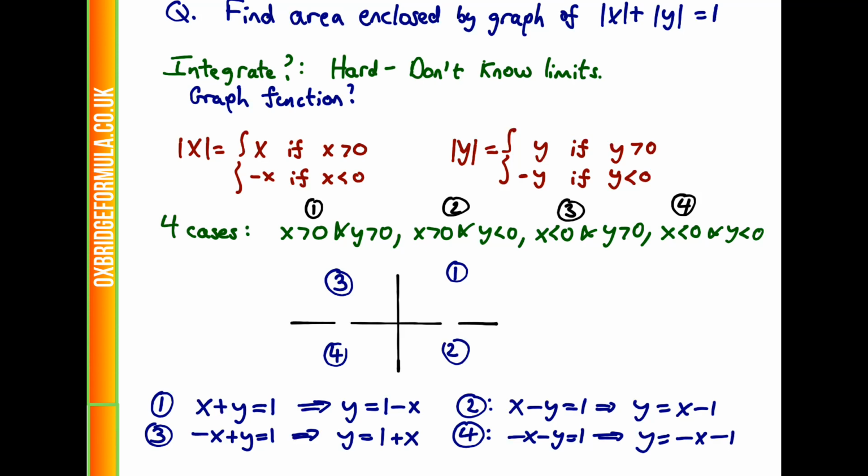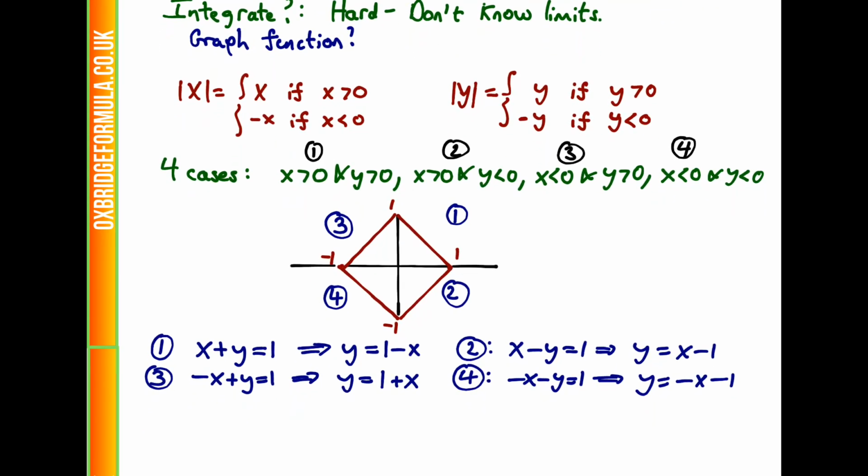So how does that look on a graph? For case 1, we're in this region, and y is 1 minus x. The graph is going to do something like this. And similarly, we can do the same thing for case 2, case 3, and case 4, which would give us a diagram which looks like this. And we should note that the intersections with the axes are all at 1, 1, minus 1, and minus 1.